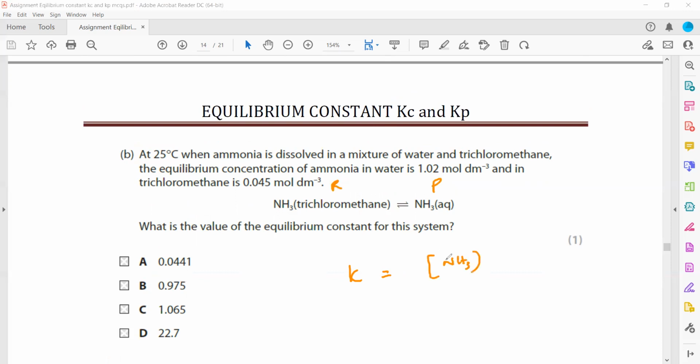So it is a product. So concentration of ammonia in aqueous divided by concentration of ammonia in trichloromethane, TCM. So concentration of ammonia in aqueous, that's given 1.02, and the concentration of ammonia in trichloromethane is 0.045. So when we divide them, we'll get 22.7, the value for the equilibrium constant. So equilibrium constant is always the product divided by the reactant.